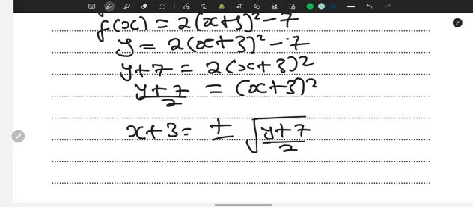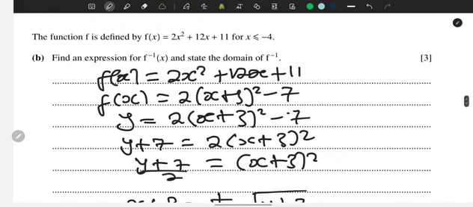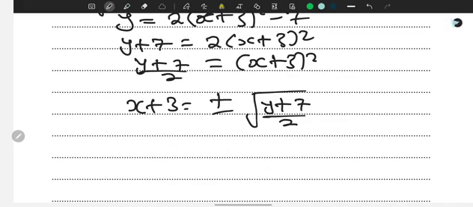Now before you proceed, let's analyze something here. Remember the domain here is x less than or equal to what? Minus 4. That is the given domain. Now the domain from the given question is x less than or equal to minus 4. Now when you look at this, when you put values less than minus 4 in x plus 3, the result must be negative at all times. And you compare it to what you have at the right hand side where you have plus or minus.